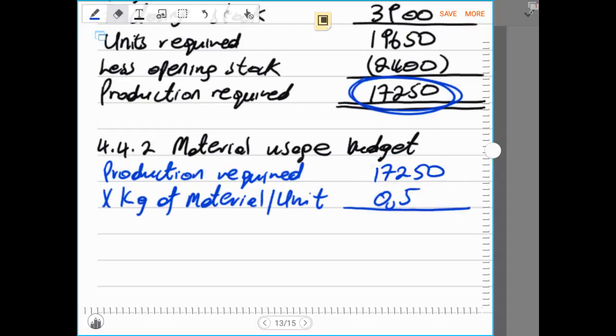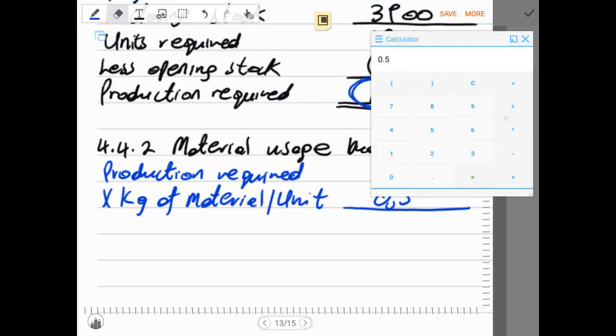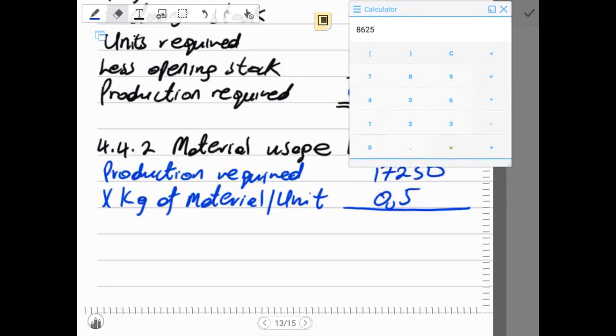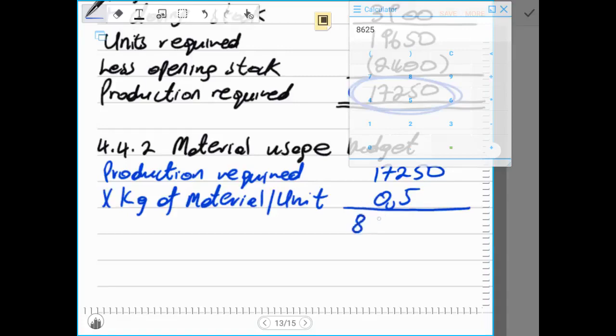So now we multiply the two to get to the material that we need. Multiply that by 17,250. Then that will give us 8,625. That 8,625 will be the kgs that are required to produce the 17,250 units. Then that will be material required for production.